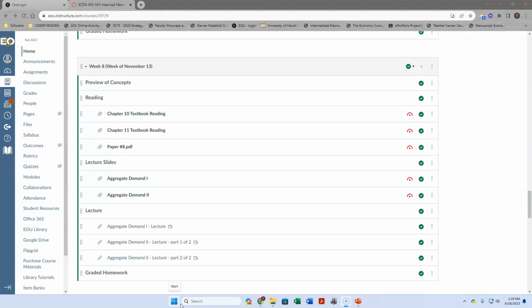make sure you allocate enough time to understand these two chapters. And again, hopefully the lectures, as lengthy as they are, will help spread out some of that material.